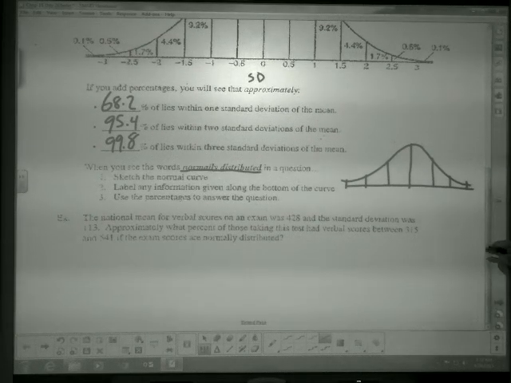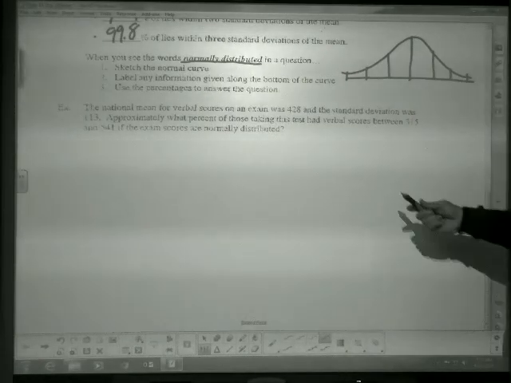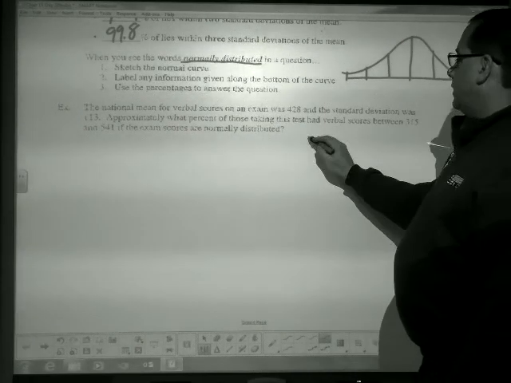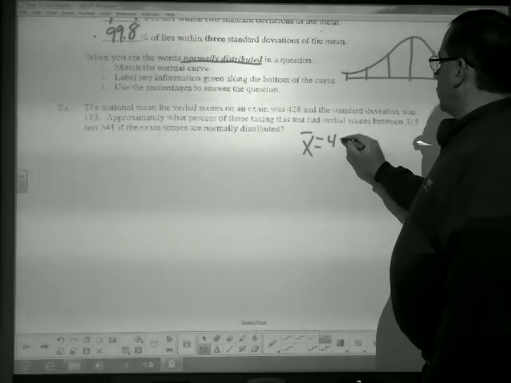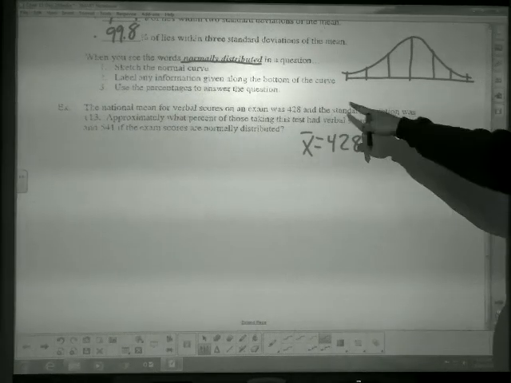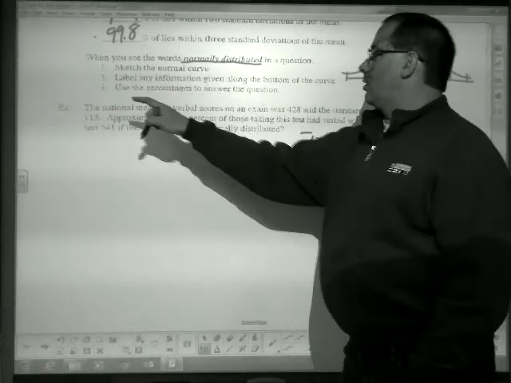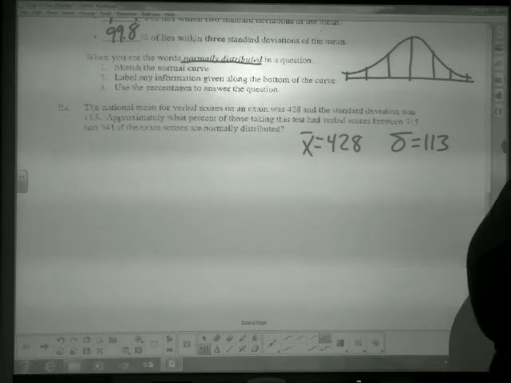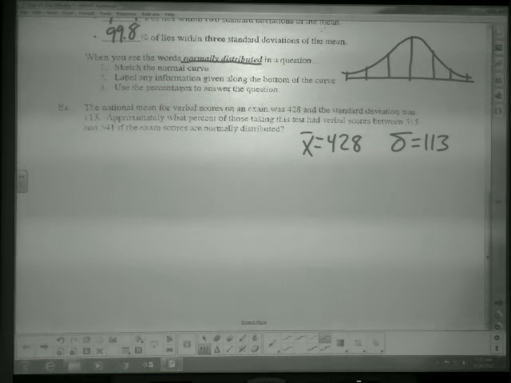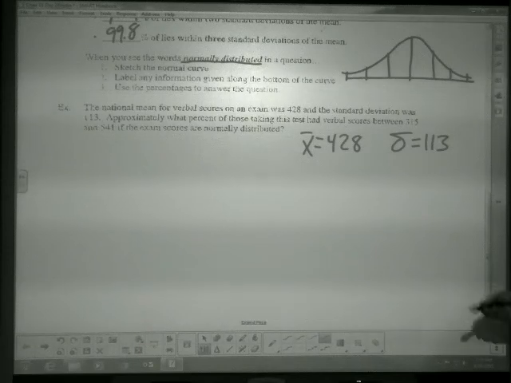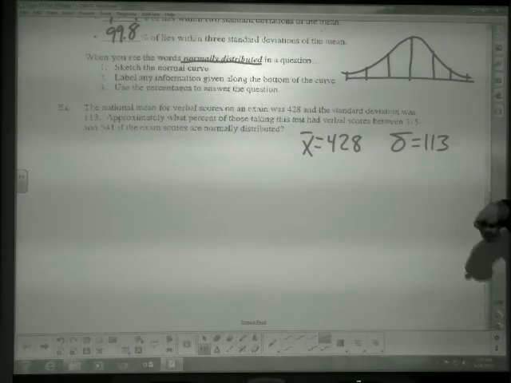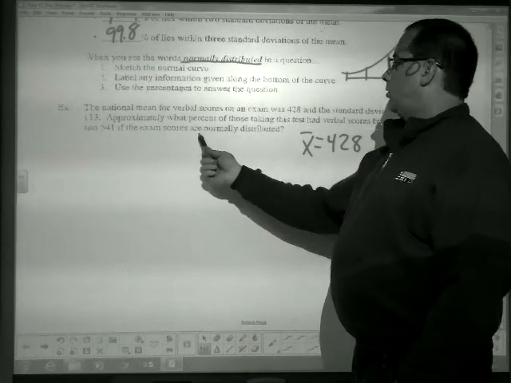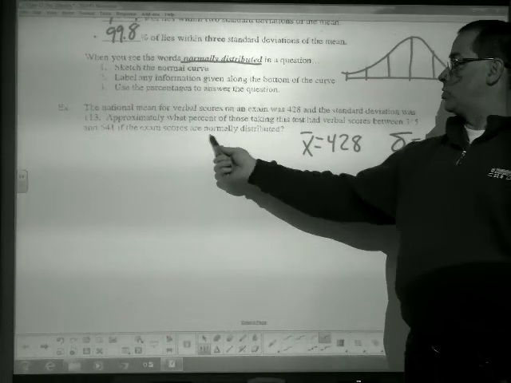So let's take a look at this problem, for example. The national mean for verbal scores on an exam was 428. So they're telling me that the mean is 428. Standard deviation was 113, all right? Standard deviation, 113. Approximately what percent of those taking the test had scores between 315 and 541 if the exam scores are normally distributed? Okay, so they said that it might be normally distributed.